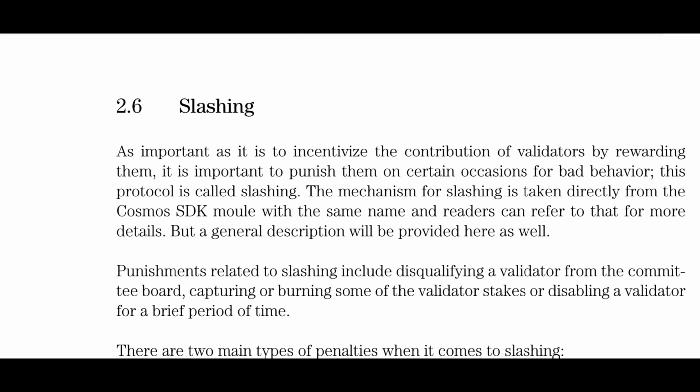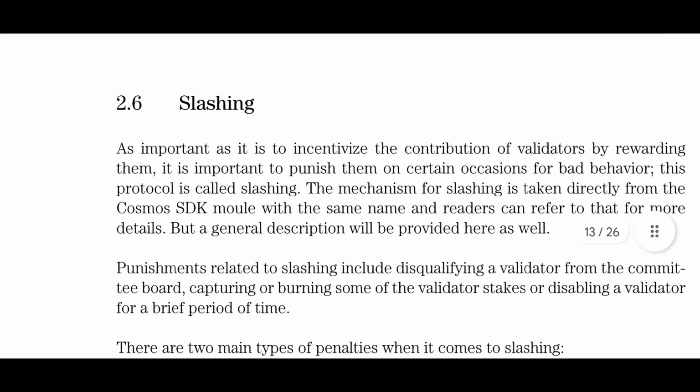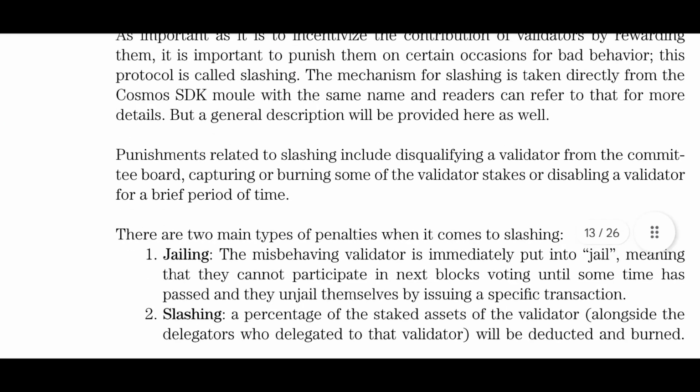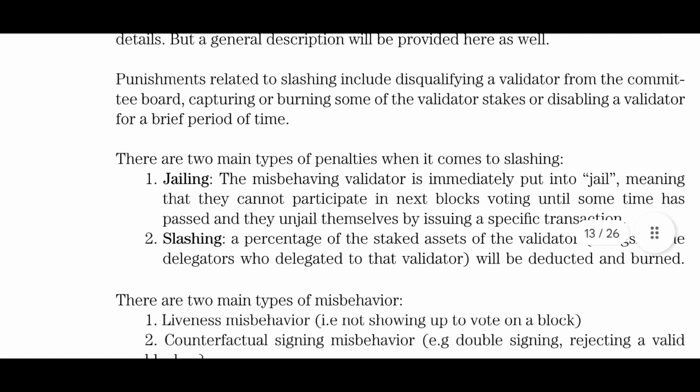As important as it is to incentivize the contribution of validators by rewarding them, it is important to punish them on certain occasions for bad behavior. This protocol is called slashing. The mechanism for slashing is taken directly from the Cosmos SDK module with the same name, and readers can refer to that for more details, but a general description will be provided here. Punishments related to slashing include disqualifying a validator from the committee board, capturing or burning some of the validator's stake, or disabling a validator for a brief period of time.